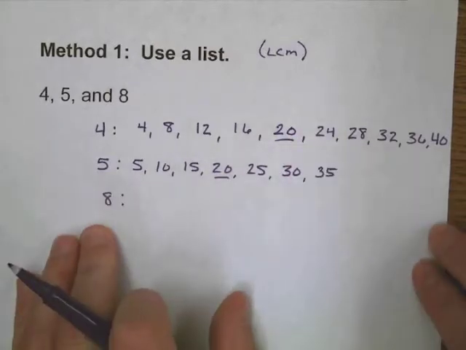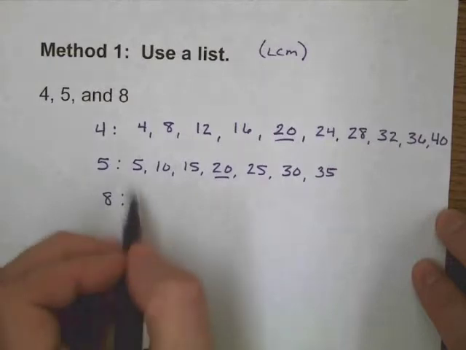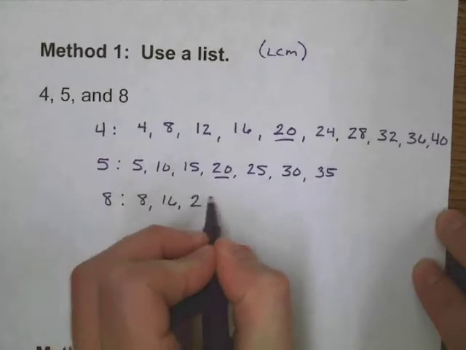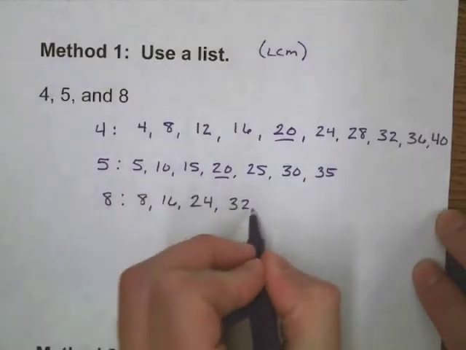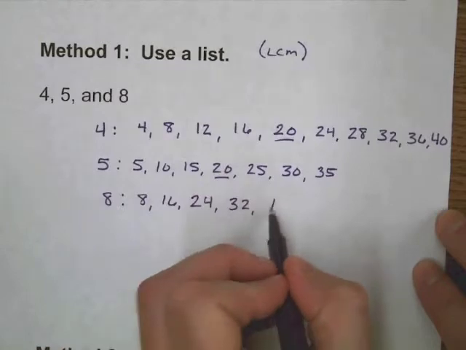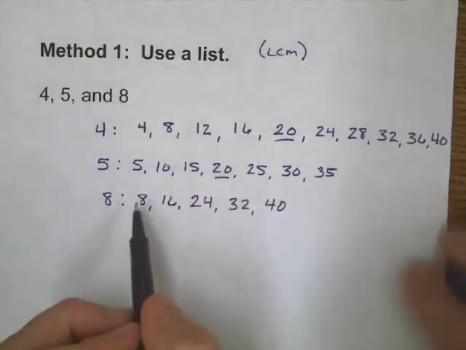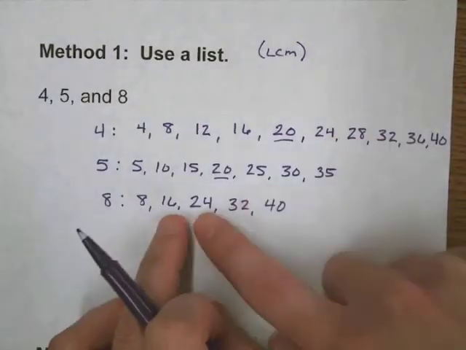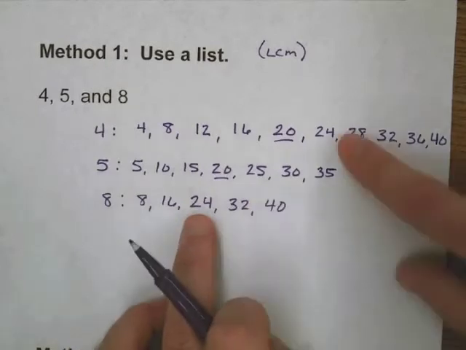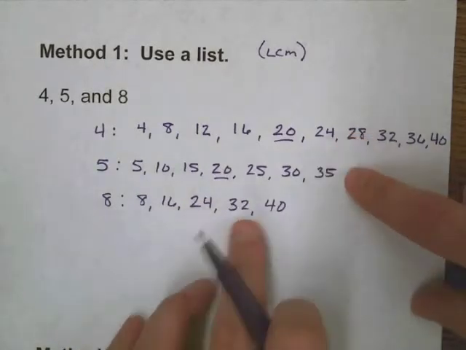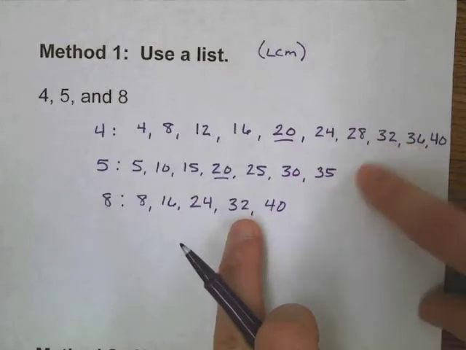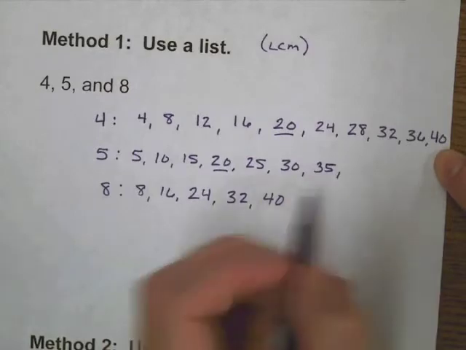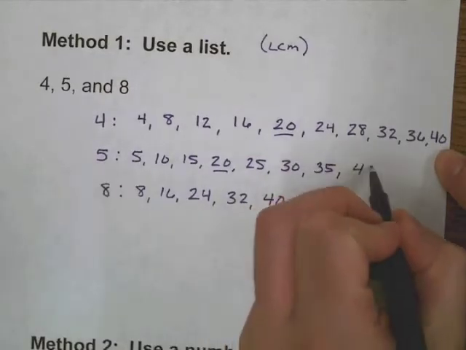But we still have another number. We have 8. So let's start doing 8 here. 8 times 1 is 8, times 2, times 3, times 4, times 5. I'm going to stop there for a second and see, well, 8 is common between 4 and 8, but not in 5. 16, no. 24, 4 and 8 again, but not 5. 32, 4 and 8 again, but not 5. 40 shows up, and if I keep going on my 5 list, I'm going to go back up here and keep adding some multiples, because 5 times 8 is 40.